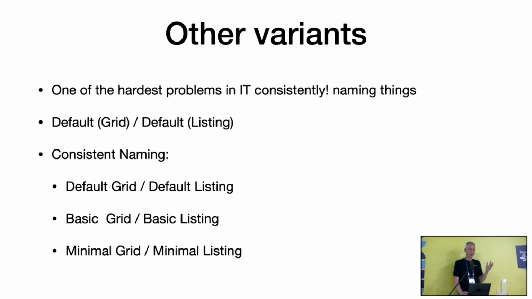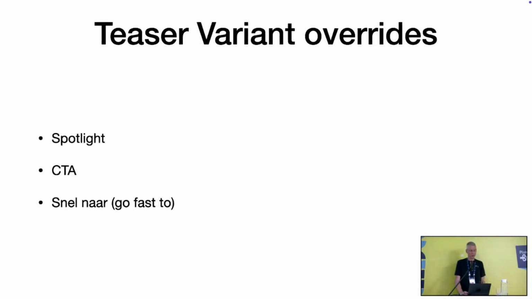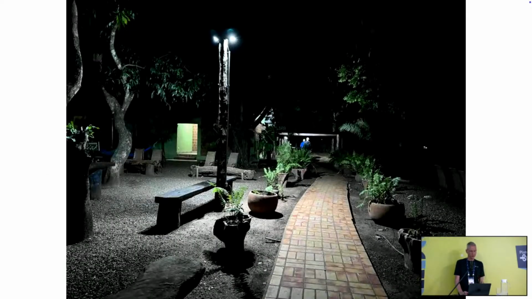Because before you know it, you have like 10 variants with inconsistent naming and your editors are totally confused when they have to start using the site. We started with a grid and a listing in the visual. So we have a default grid, default listing. Then we have a basic one that shows a bit less, and a minimal one that's only a title, the description and the border. And then, of course, you have those teaser variant overrides that you can also add.